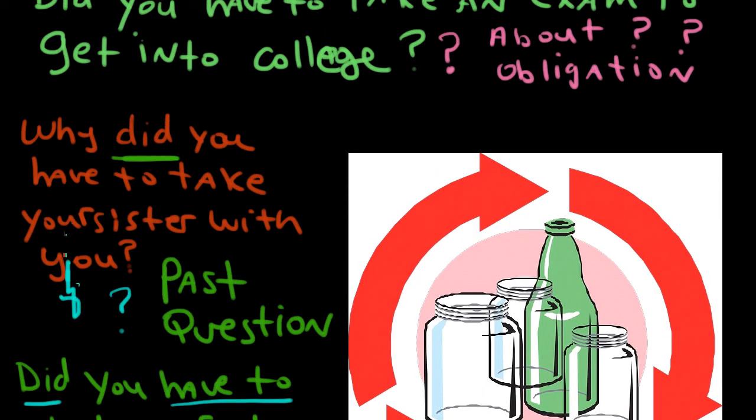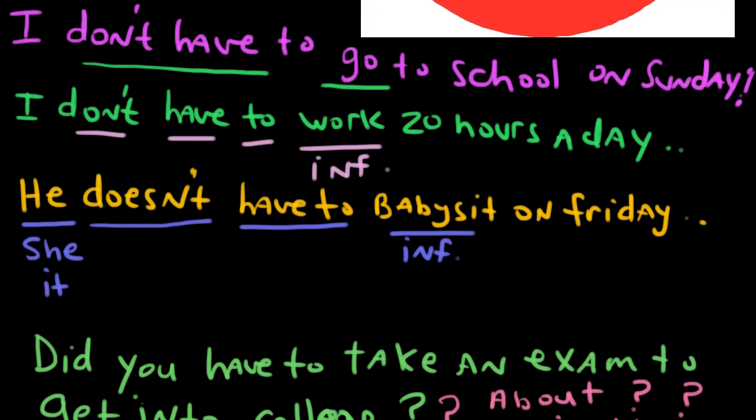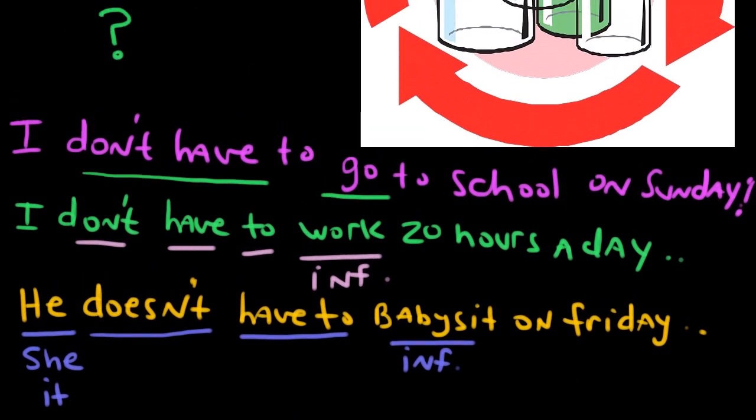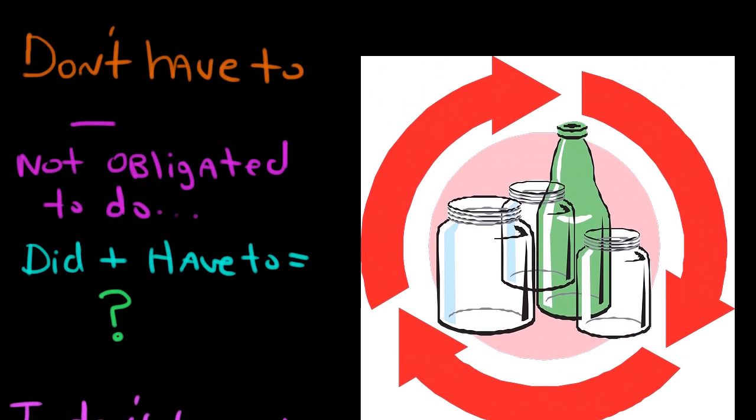So I hope this video has helped you to understand how we use did to make questions in the past and how we use don't have to when we want to talk about obligations that we do not have to do.